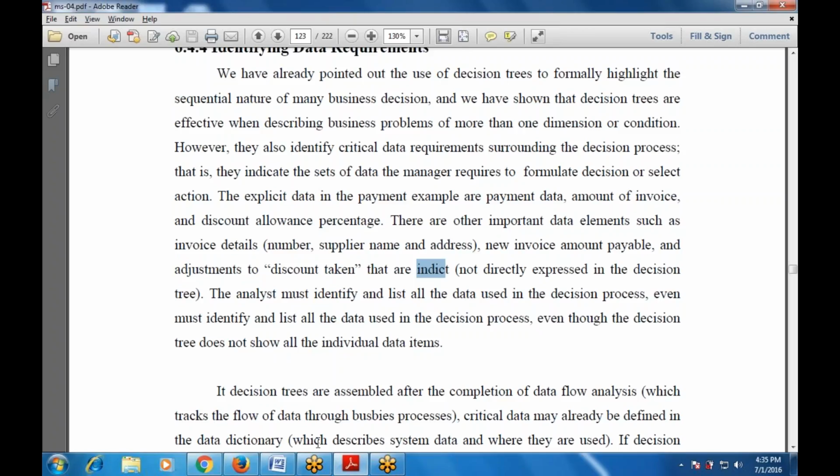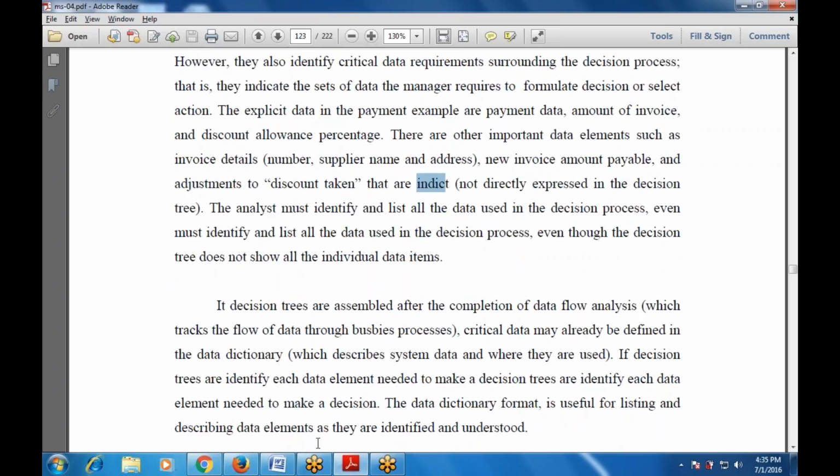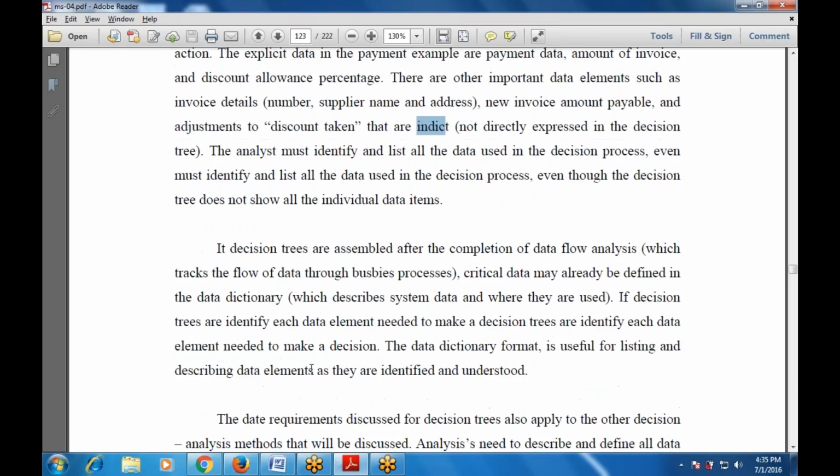Now, if the decision trees are assembled after the completion of data flow analysis, critical data may already be defined in the data dictionary. And if the decision trees are identified with each data element needed to make a decision, then we have to identify each and every data element that is needed to process that data.